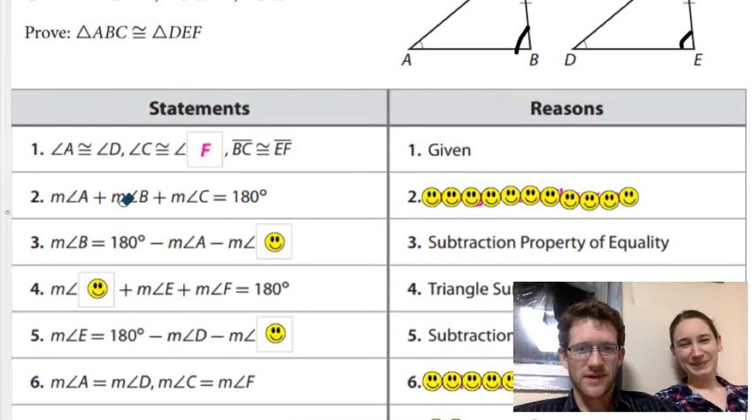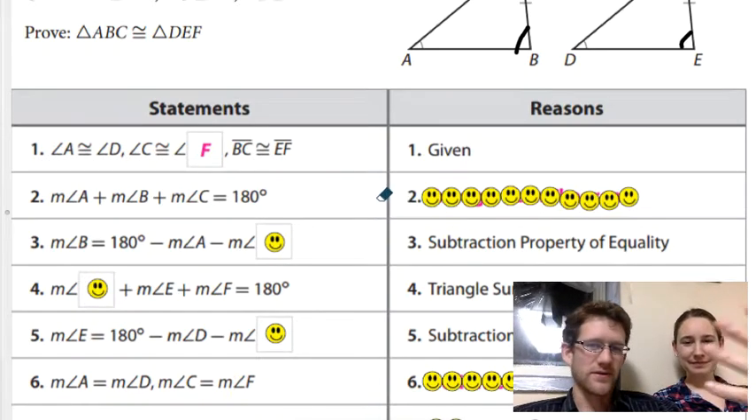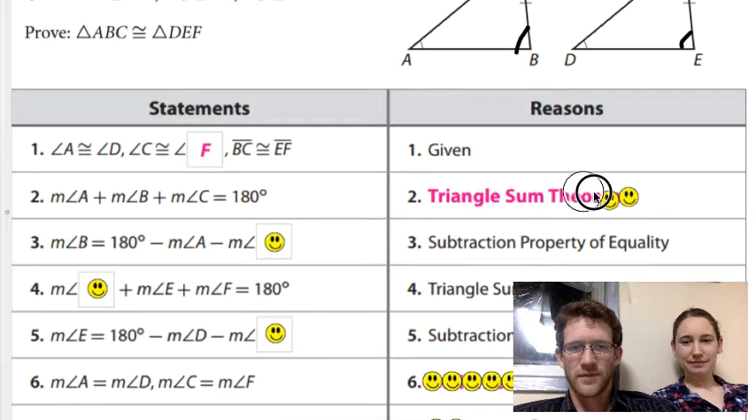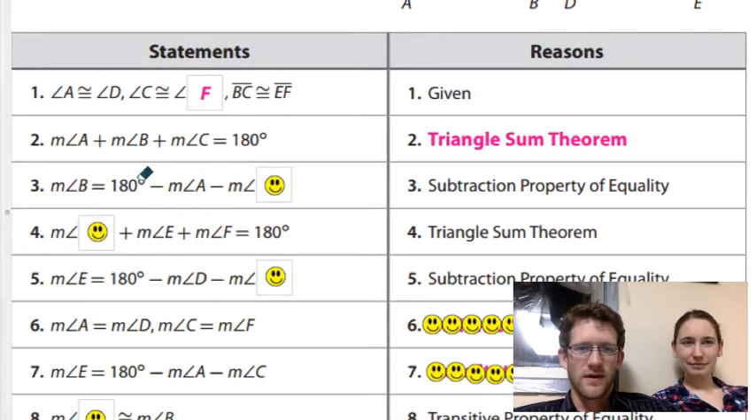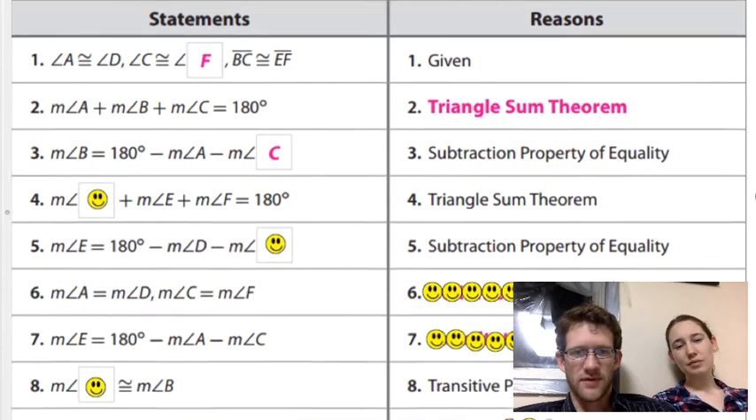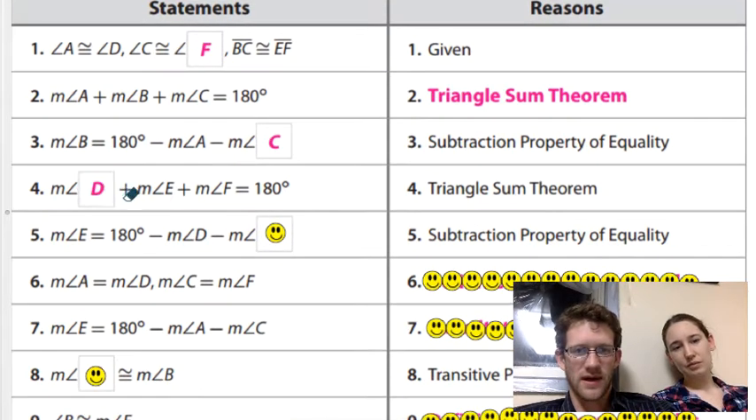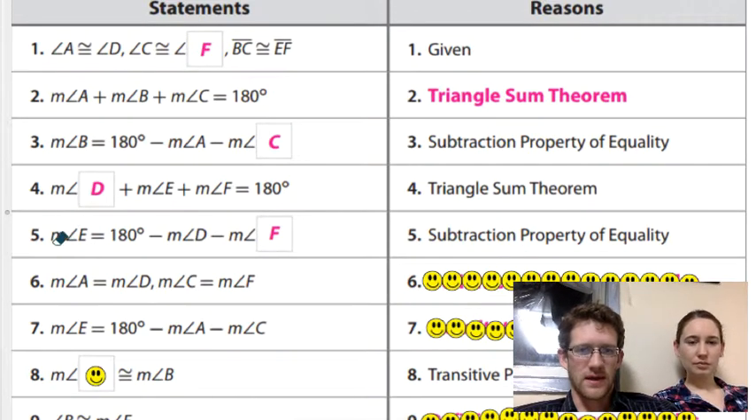Measure of angle A plus measure of angle B plus measure of angle C equals 180. The reason for that is the triangle sum theorem. We covered that earlier. So remember, triangles, 180 degrees. Then this is just a rearranged version of it. So we've just rearranged it, so now angle B is by itself. And then we hop over to the other triangle. Same deal. We write out the three angles that add up to 180 degrees. And then we rearrange that one again, so angle E is by itself.